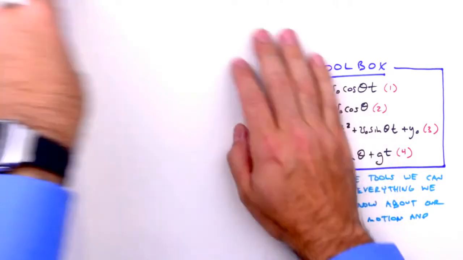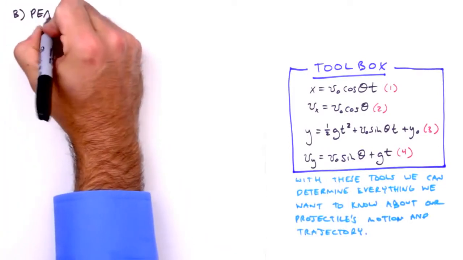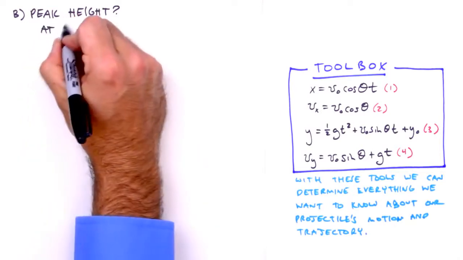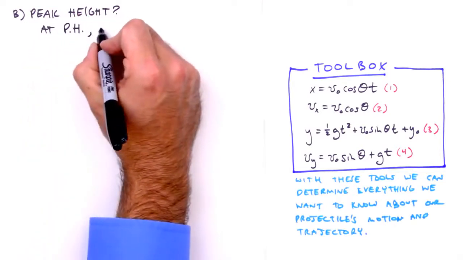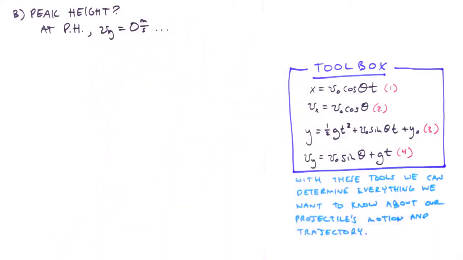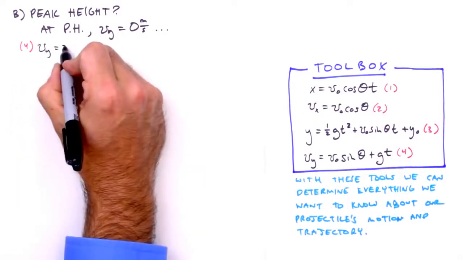Okay, now let's determine the maximum vertical displacement of our projectile, that is, the peak height of its trajectory. We'll use equation 3 to determine this value, but we first need to obtain the time which corresponds to this moment. To obtain the time, we need to recognize that the moment our projectile crests its trajectory, the vertical component of its velocity is 0. Using this value, along with equation 4, will give us the time at which our projectile reaches its peak height.